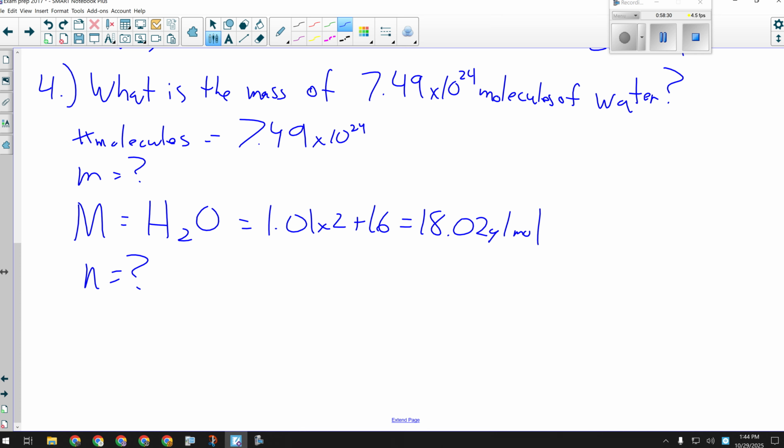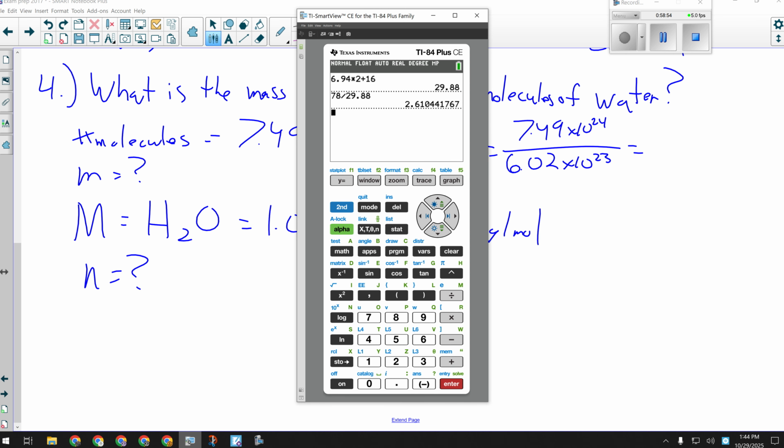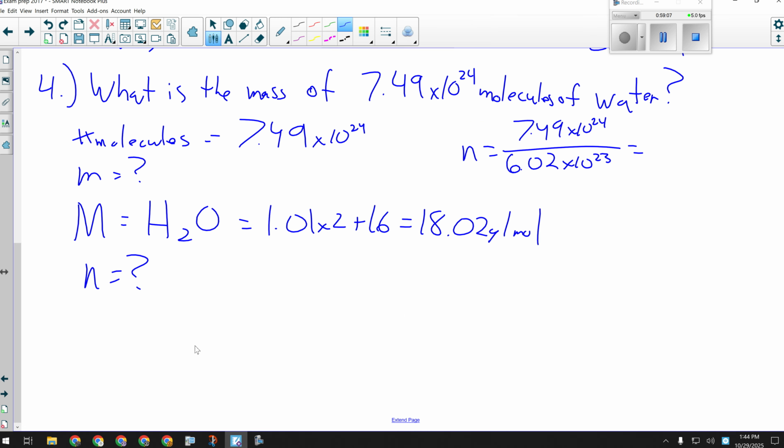If I want to get little m, I need n. I need the number of moles. I don't have it right now. How do I get it? Divide by Avogadro's number, right? N is the number of molecules, 7.49 times 10 to the 24, divided by the number of molecules in 1 mole, 6.02 times 10 to the 23. So this will probably be a bigger number. 7.49 E24 divided by 6.02 E23. All right, so I have 12.44 moles.